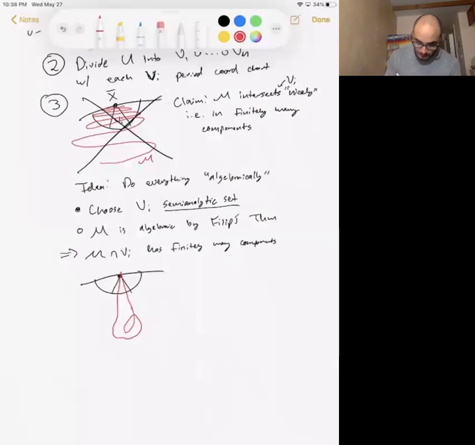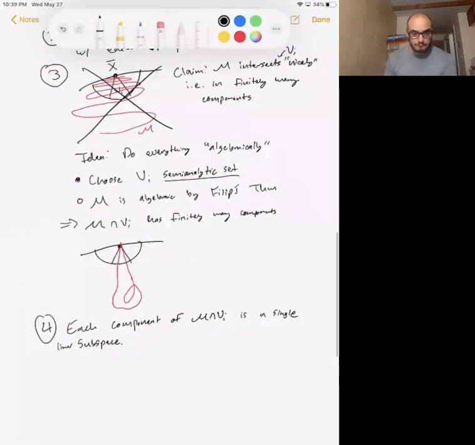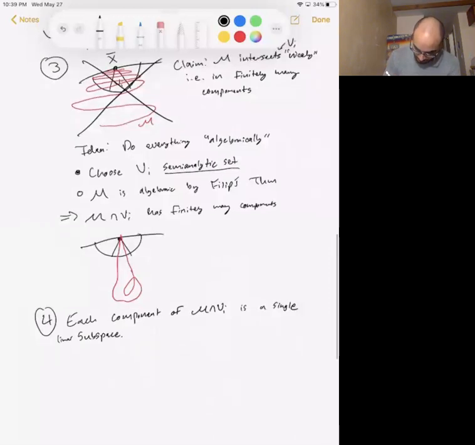And now we want to say that, and this isn't hard, once you know all this, each component of M intersect V_I, and we know there are finitely many of these, is a single subspace in period coordinates. Each V_I we said is a period coordinate chart, so there's a linear structure on the whole V_I, and M is just a linear subspace. We can call it W.